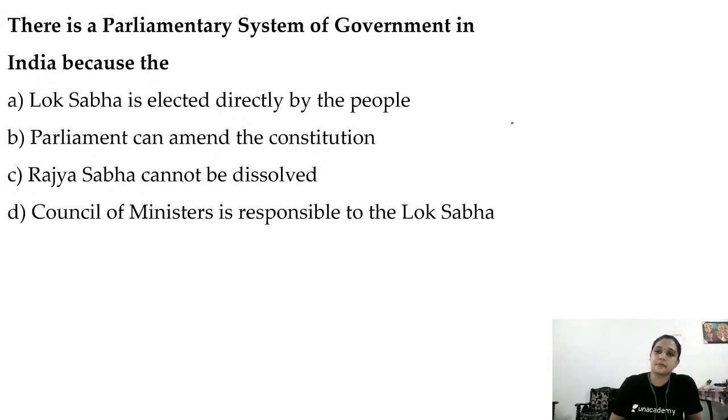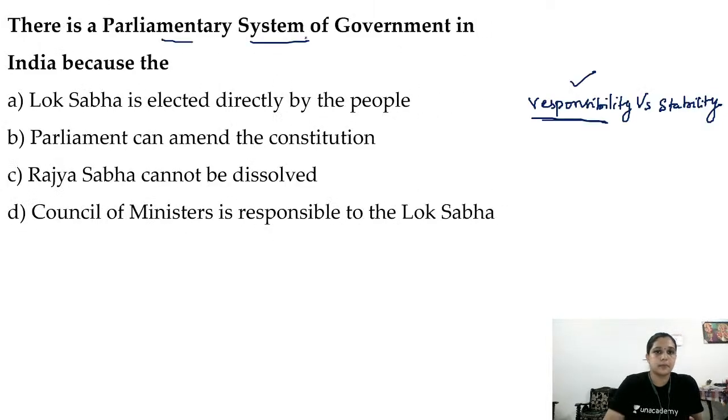I would like to tell you one thing. Ambedkar has said one thing: we chose responsibility instead of stability. So responsibility is the major important characteristic of parliamentary system. The major difference between the parliamentary system and presidential system is that the executive is responsible to the Lok Sabha. Why did I say Lok Sabha? Because a no confidence motion can be passed only in Lok Sabha.